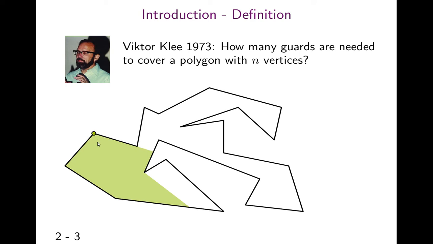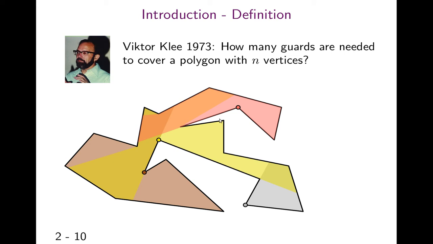So this is kind of what you would imagine, right? And then together with these other 5 points, these 6 points together cover the whole polygon. But he asked how many guards are needed. So are they really needed? You can see the blue guard is not needed, and these two guards are also not needed. They can be replaced by another guard.